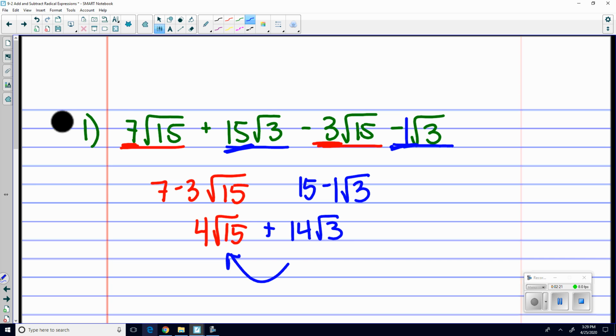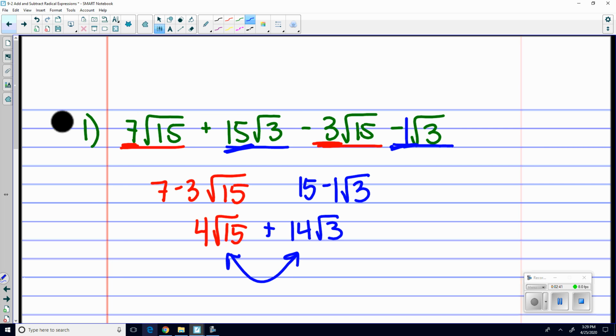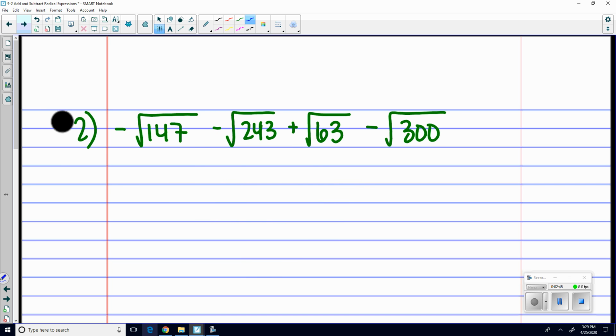Now, these two things could flip positions. I could have 4 square root of 3 first, plus 4 square root of 15. That doesn't matter. But you do need both of these terms there. Number 2 looks way more complex. Now, going back to what we previously learned, we first have to simplify these expressions. And maybe I should have said that in number 1. I had a square root of 3 and a square root of 15. I couldn't pull any perfect squares out of those, but I definitely can out of number 2.